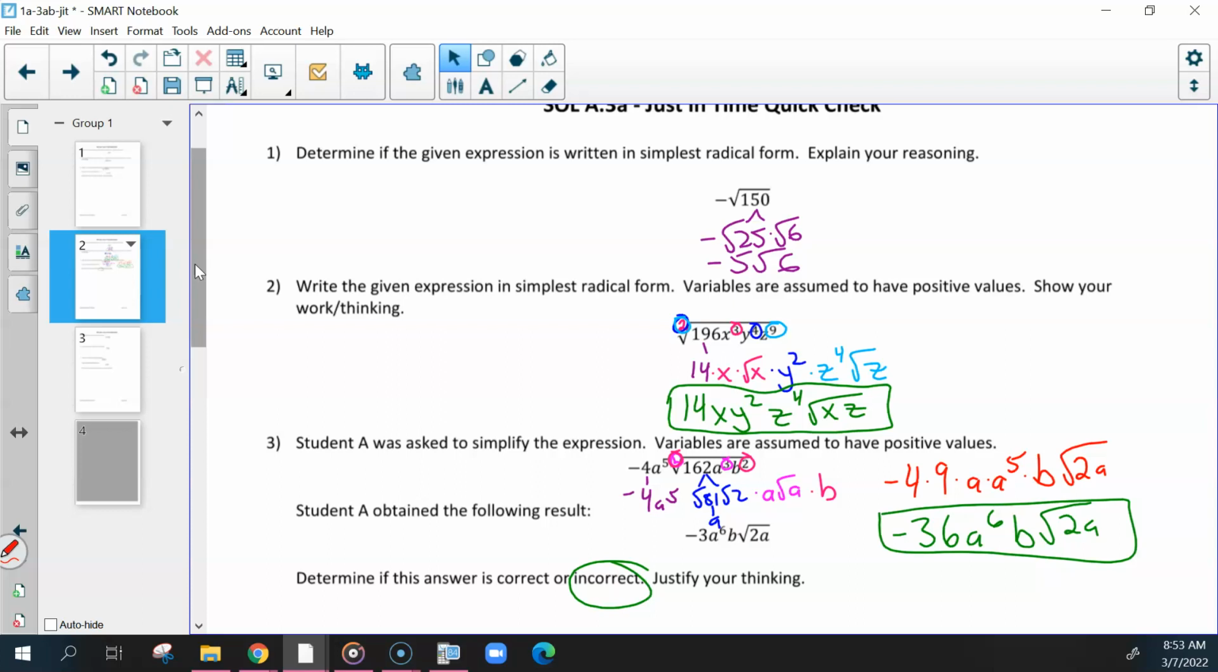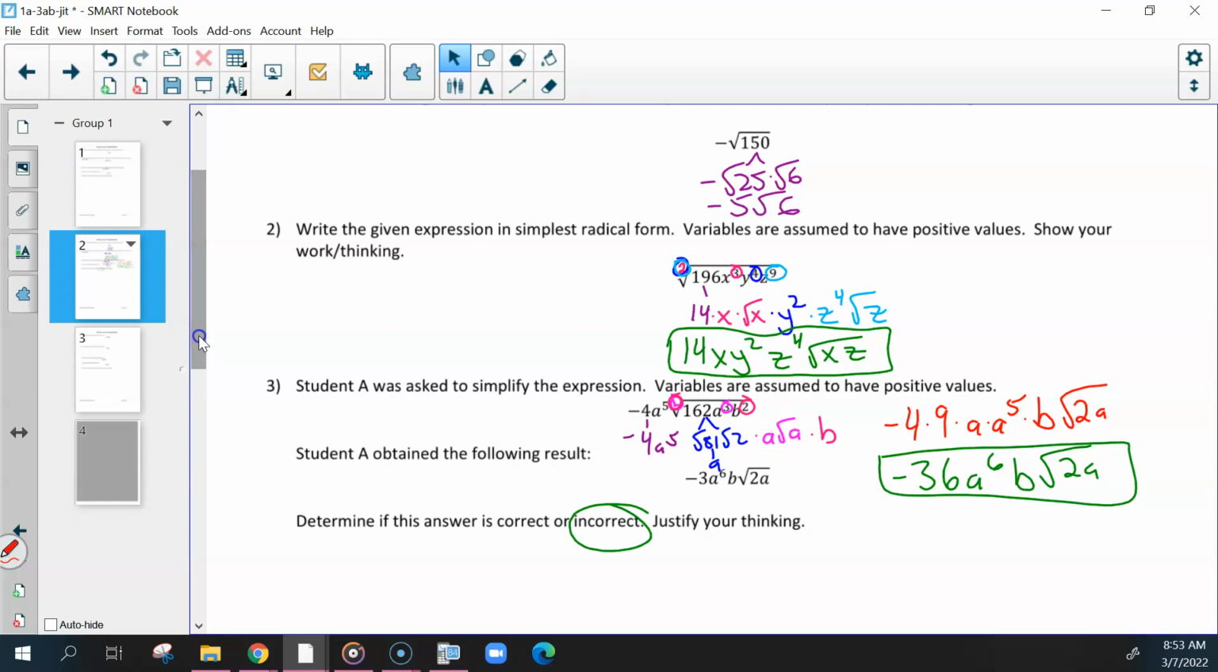Number 2, 196 is a perfect square, so that equals 14. And then looking at all your variables, I just did it the method: 2 goes into 3 once with 1 left over, 2 goes into 4 twice with nothing left over, 2 goes into 9 4 times with 1 left over, and then rearrange everything. So your final answer was 14xy squared z to the 4th times the square root of xz. Question on number 2.